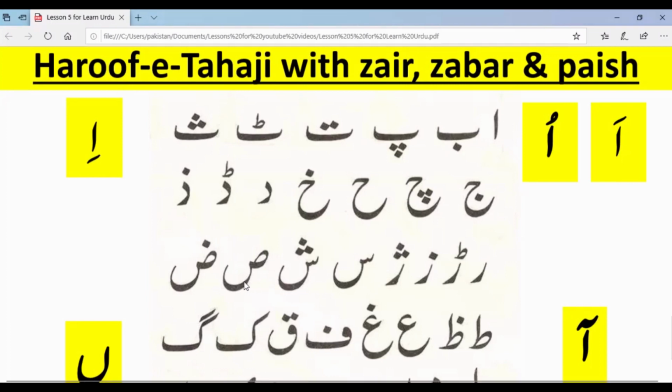Swad zabar sa, swad pesh su, swad zer si, sa, su, si. Zwad zabar za, zwad pesh zu, zwad zer zi, za, zu, zi. Toe zabar ta, toe pesh tu, toe zer ti, ta, tu, ti. Zoe zabar za, zoe pesh zu, zoe zer zi, za, zu, zi.